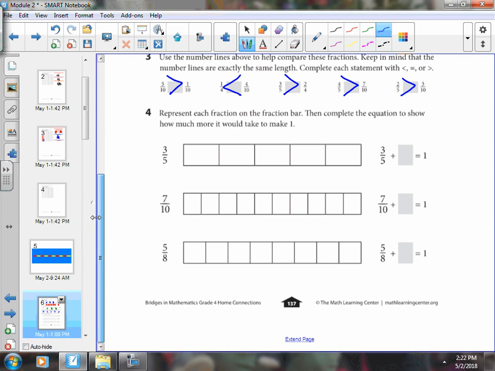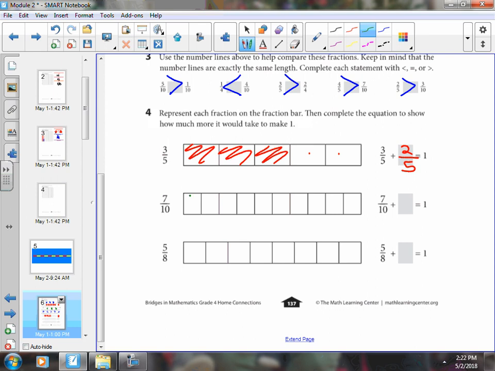Represent each fraction on the fraction bar, then complete the equation to show how much more it would take to make one whole. So I'm going to shade 3/5. And I know that 3/5 plus, look, 2/5, right? Those 2/5 equals 5/5, or the whole shebang.